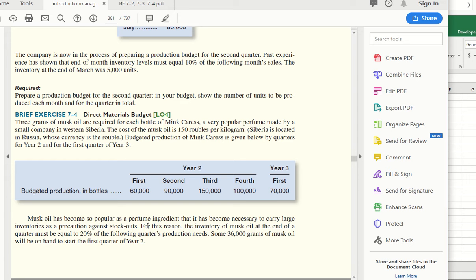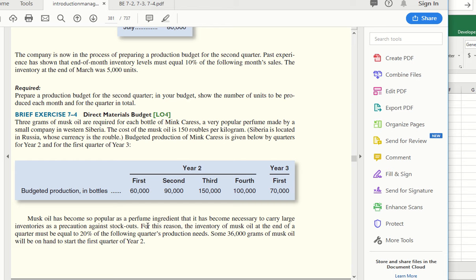Okay, so these are the budgeted production in bottles. Musk oil has become so popular as a perfume ingredient that it becomes necessary to carry large inventories as a precaution against stockouts. For this reason, the inventory of musk oil at the end of the quarter must equal 20% of the following quarter's production needs. Some 3,600 grams of musk oil will be on hand at the start of the first quarter for year 2.